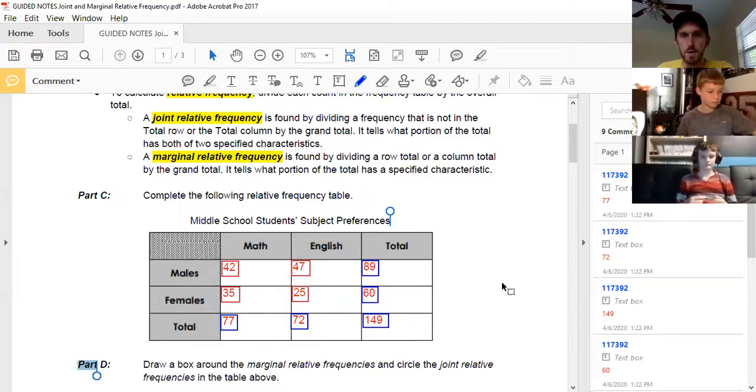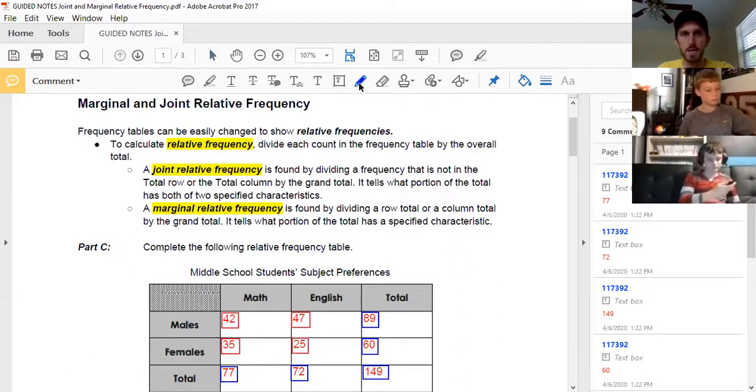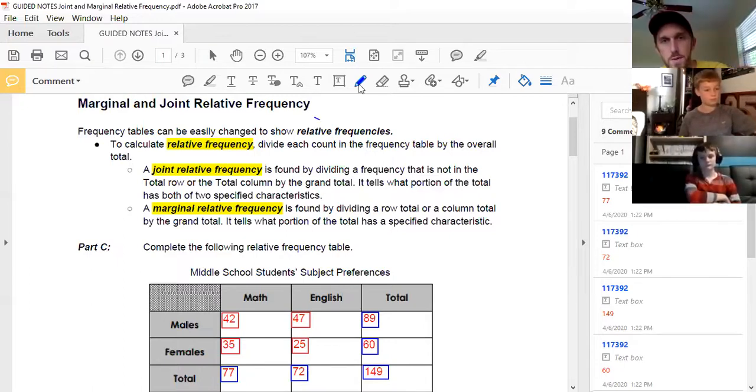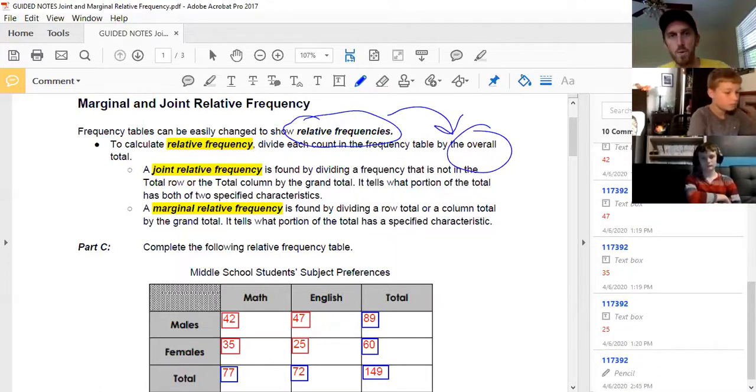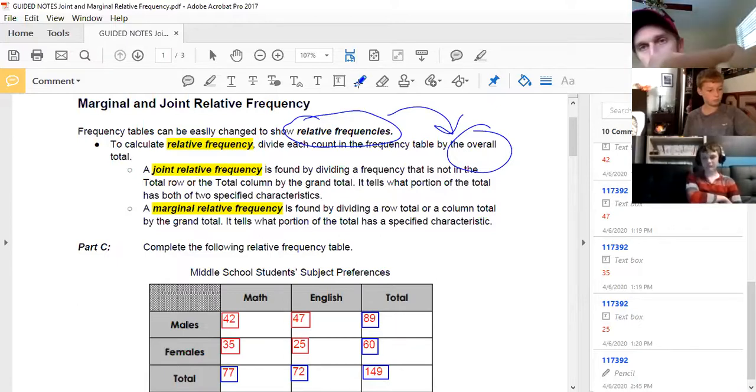Okay, so today we're going to talk about relative frequency. When we say relative, you're like, well, relative to what? Relative frequencies are always going to be relative to the overall, or the grand total. So if they ask you what's the relative frequency here, they're asking what's the number in this particular box in relation to the grand total. I'm going to write grand total here.